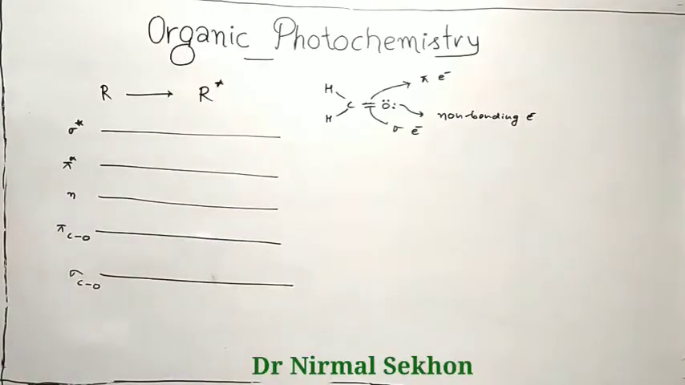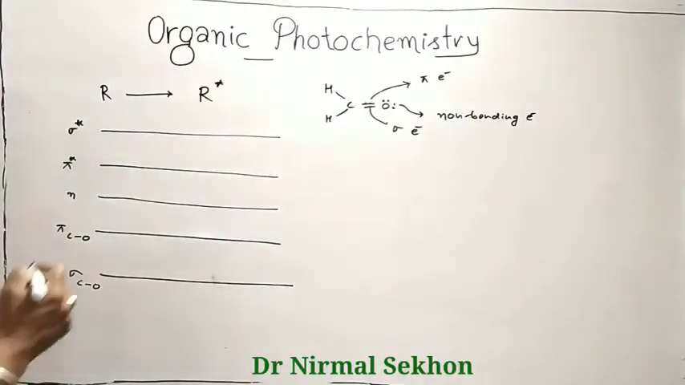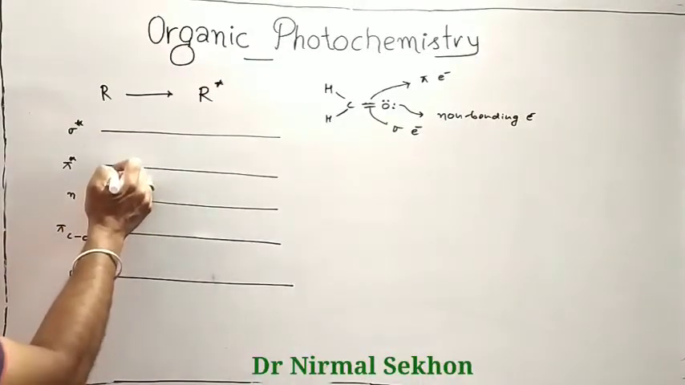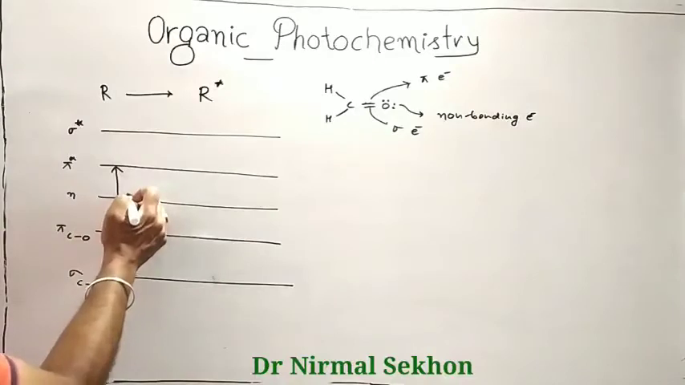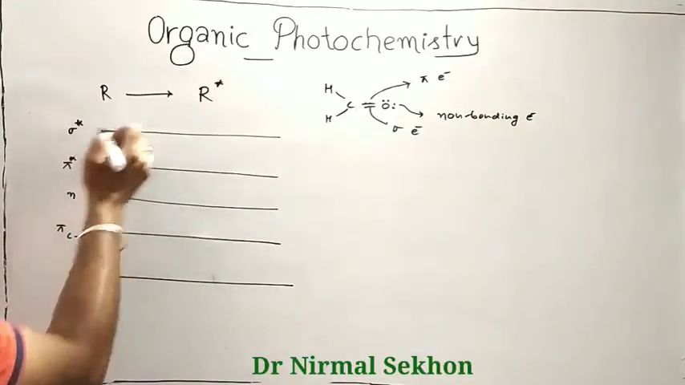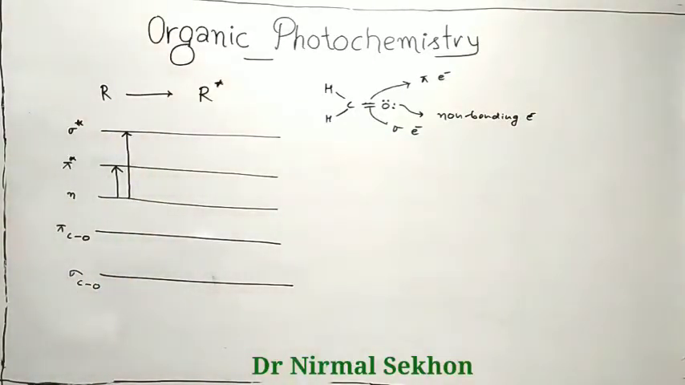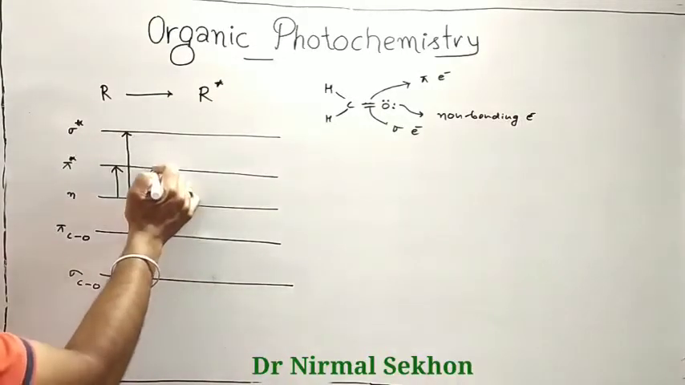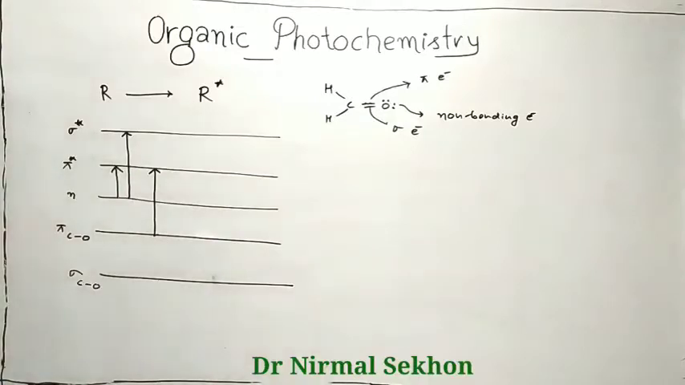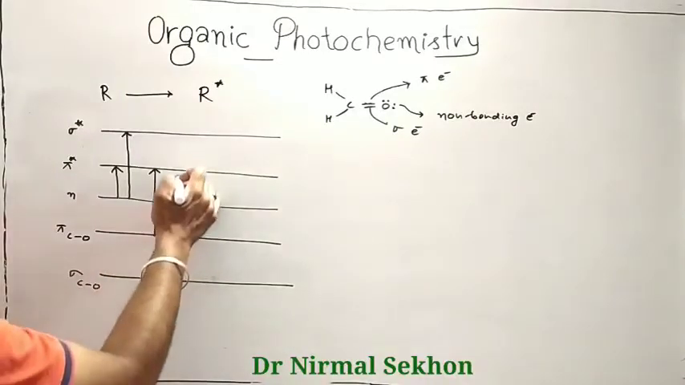Now, which transitions are possible? First transition is maybe N to pi star. That's a very common transition in photochemistry. This transition is N to pi star. Second is N to sigma star. Third is pi to pi star. This is also very common, generally in aromatic or polyaromatic hydrocarbons, pi to pi star transition. Then your pi to sigma star transition.